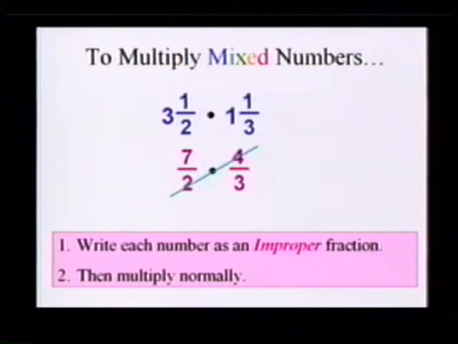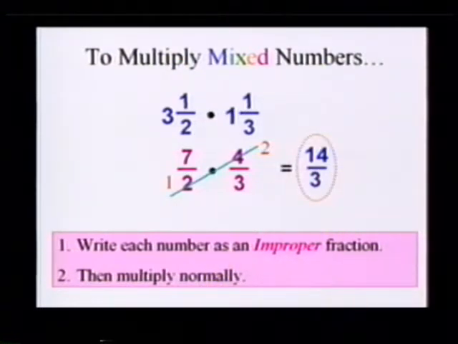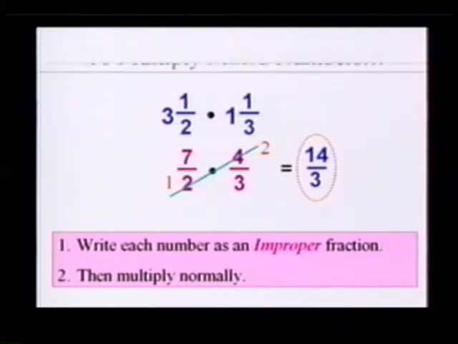Of course, when I multiply, I always cancel before to make it easier. Let's see. 2 goes into both of these numbers. 2 goes into 2 once, and 2 goes into 4 2 times. And I don't see any other canceling. So we basically just multiply across. 7 times 2 is 14, and 1 times 3 is 3. You're absolutely correct. And there's your answer.